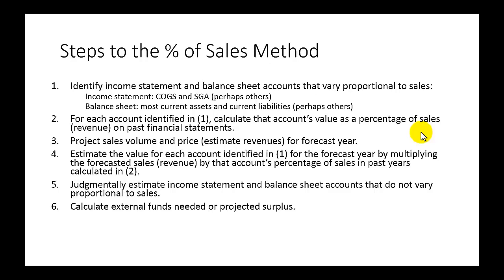In short, what's going to happen is when you go through this exercise, steps 1 through 5, your balance sheet will not balance. More often than not, what's going to happen is you'll have more assets than you have liabilities and owner's equity. If you have more assets than liabilities and owner's equity on your forecasted balance sheet, then you have a shortage of funding. You're going to have external funds needed.